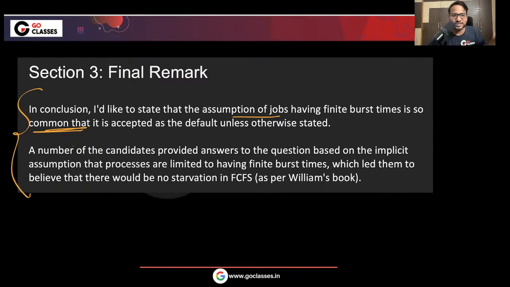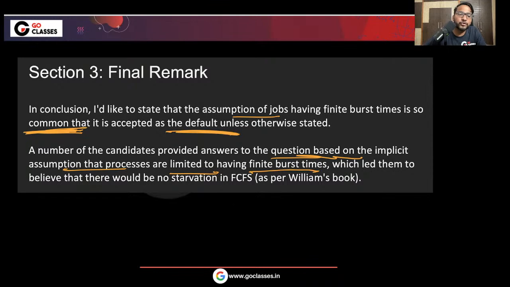Which are the top-notch resources, which are the only resources we should trust? If we cannot even trust those resources, then what should we trust, right? So basically, those resources are saying that FCFS does not have starvation because the assumption is so common. This assumption that infinite burst time cannot be possible is so common that it is accepted as a default assumption unless otherwise stated. A number of candidates provided the answer to this question based on the implicit assumption that processes are limited to having only finite burst time, which led them to believe that there would be no starvation in FCFS as per the Williams book. Do you agree with me?